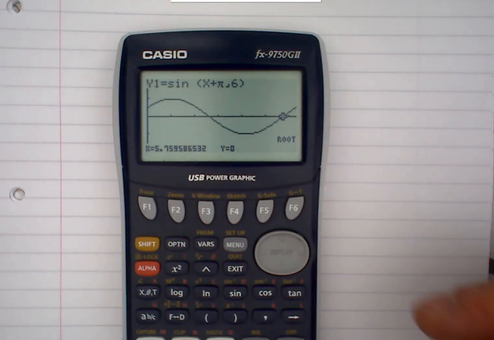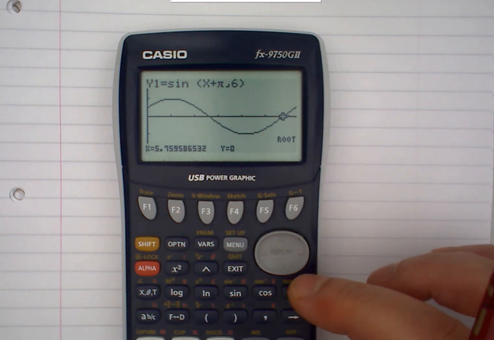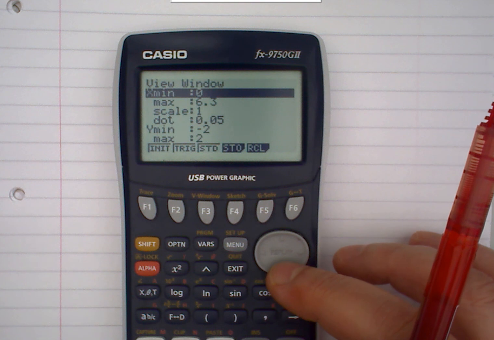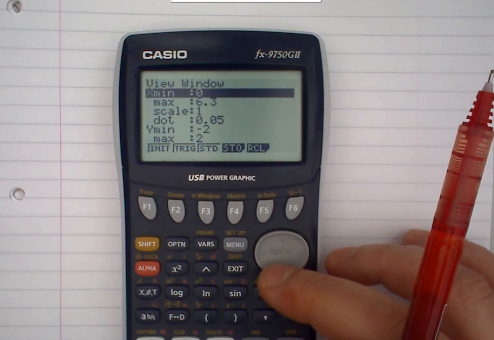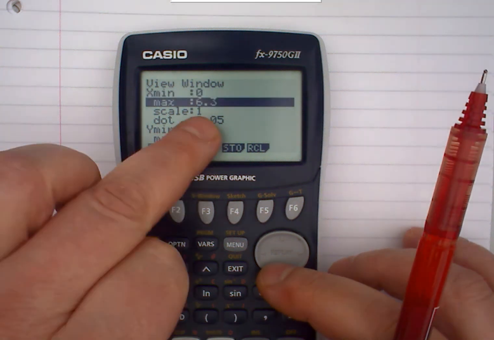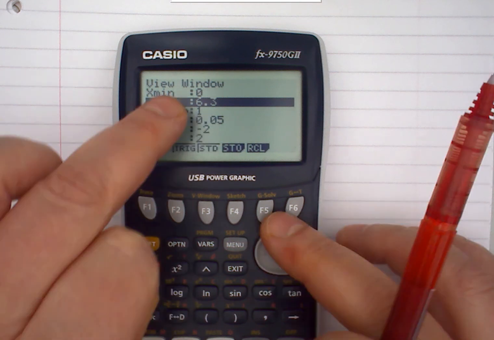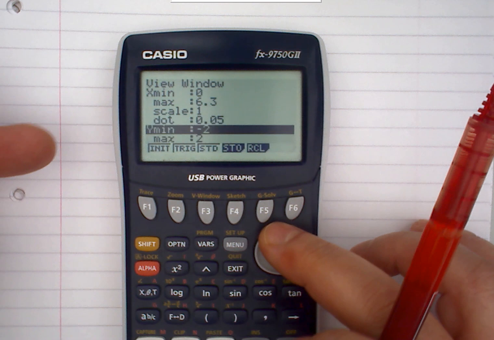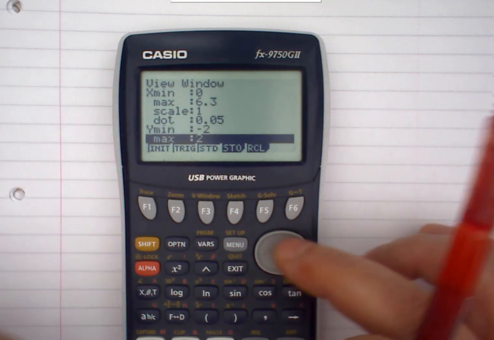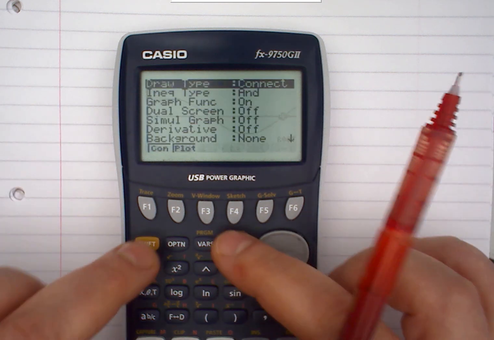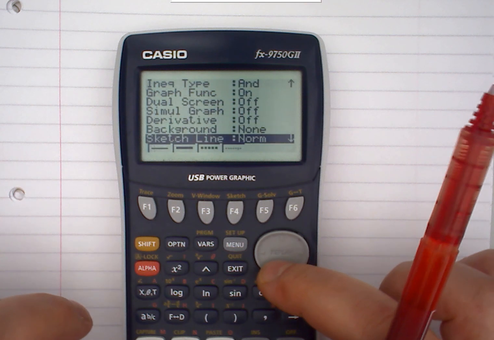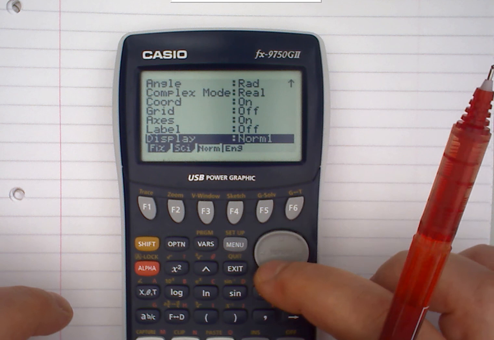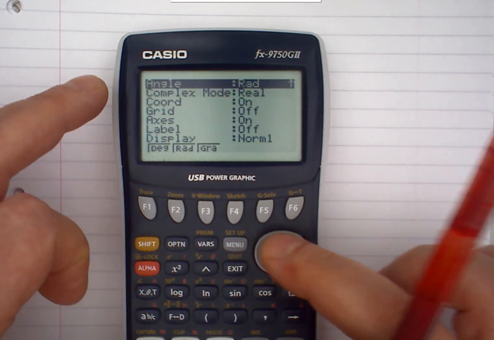And just a quick reminder that there were two things I needed to do here. Once when I went to V-Window, I changed here. Remember, pi is 3.14, so 2 pi is 6.28, which is why I've got an x max of 6.3, and 0 here. Because the range is 1 and minus 1, I set it at minus 2 and 1. And here I also checked that I was in radians. I came down here and went to where is it? Angles. There it is. I made sure that was in radians.